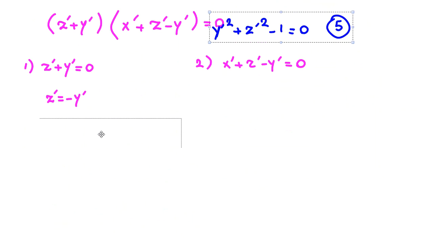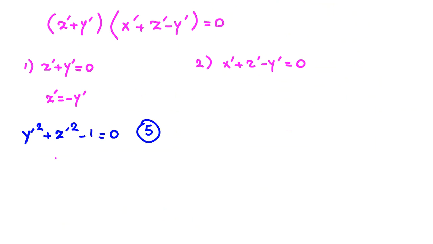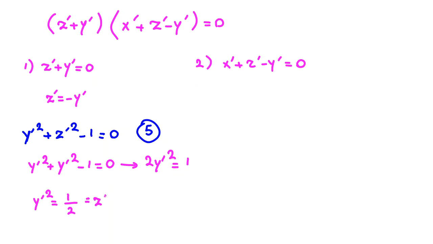Ctrl C, Ctrl V. Okay, so if we replace here, we have y prime squared, z prime squared. We can say y prime squared minus 1 equal to 0, so 2y prime squared equal to 1. So y prime squared is 1 over 2. In this case, we can say also z prime squared equal to this, because they are negative. One of them is 1 over root 2, one of them negative 1 over root 2.